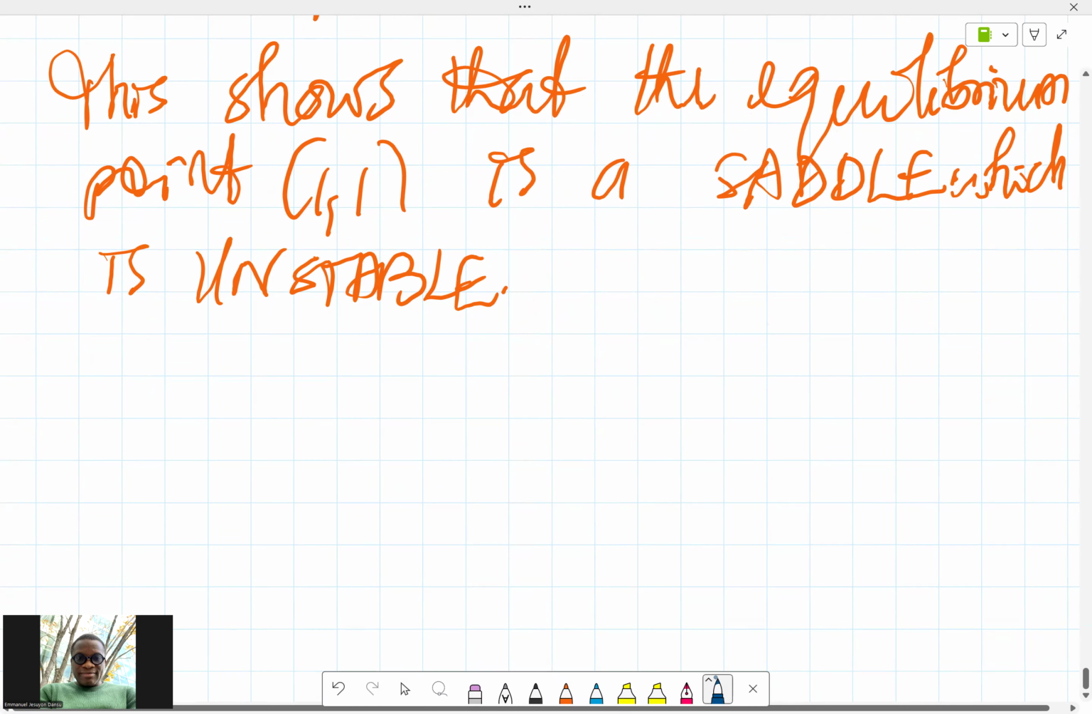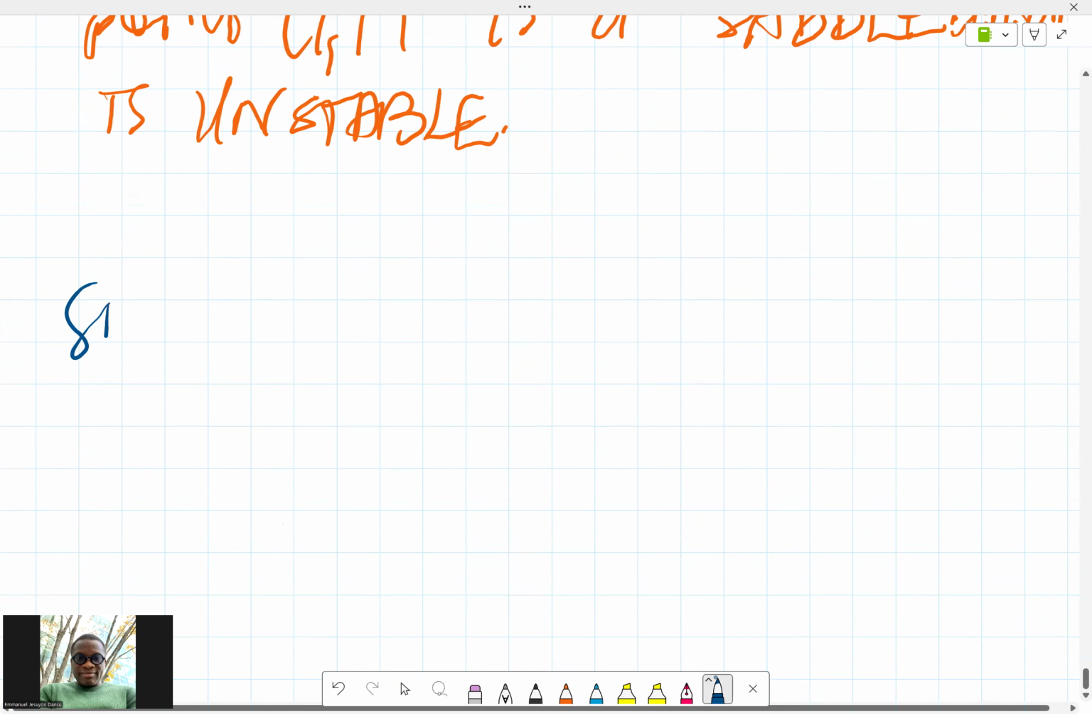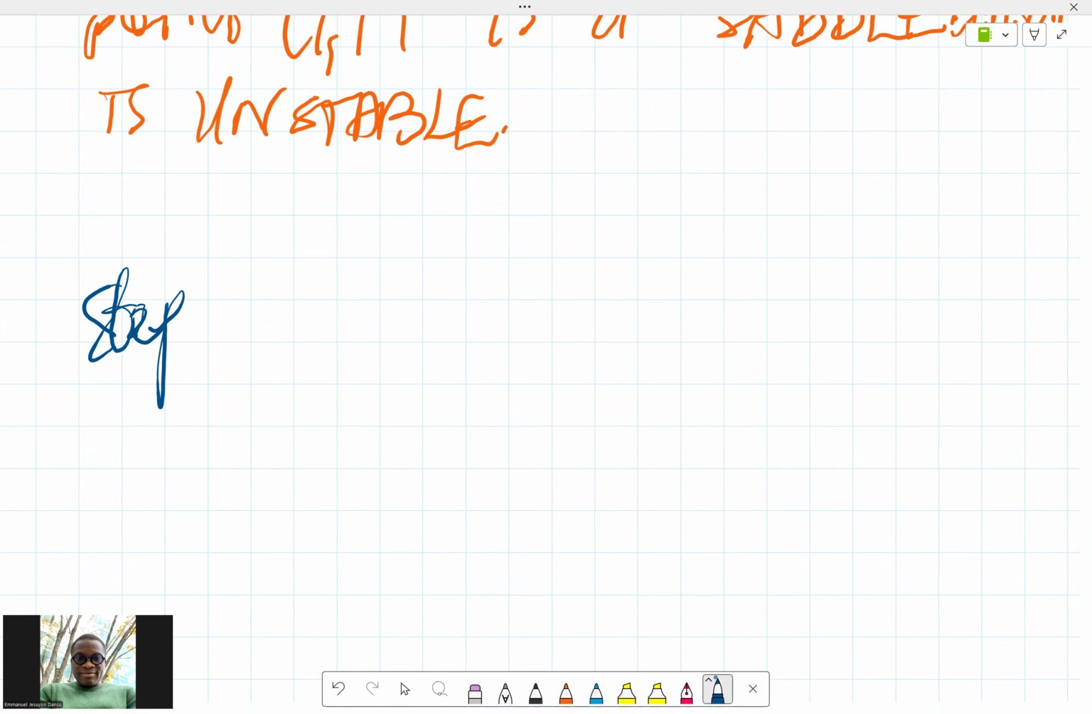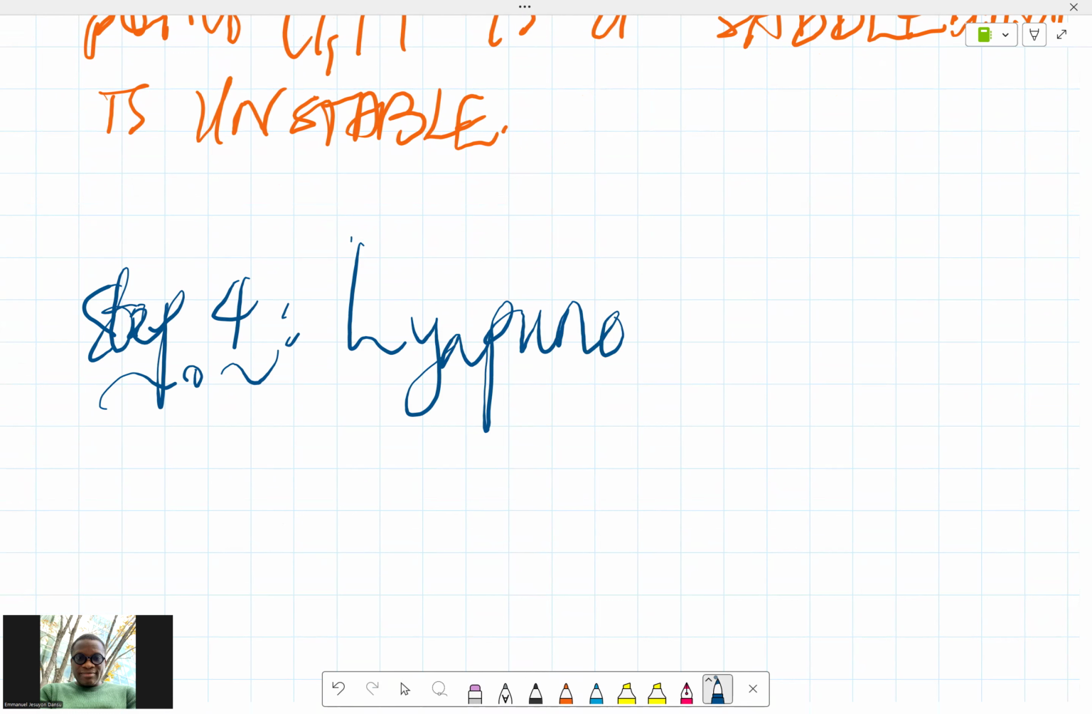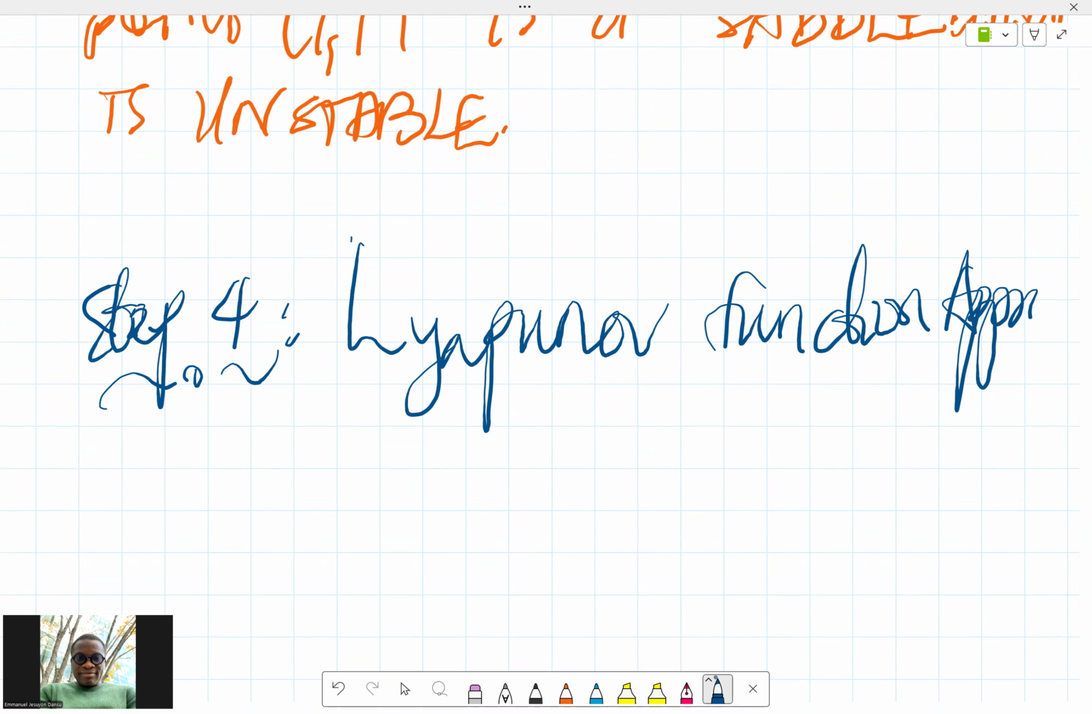So we have all of that. So we have the next step, which is step 4, where it all comes to an end. We have step 4, which brings in another approach into this. So in step 4, we have a Lyapunov function approach to stability. Since this is a new concept, let's see a bit of introduction into this idea.